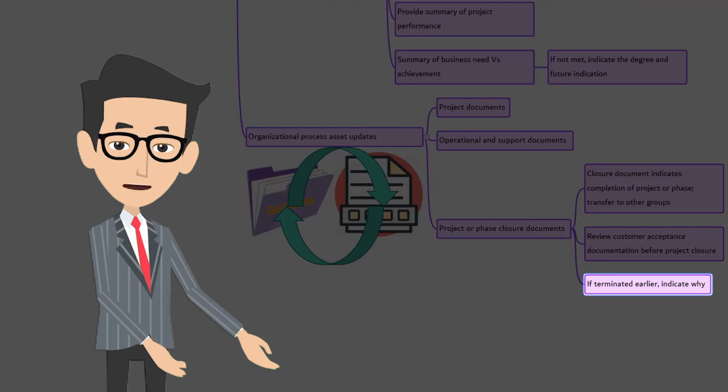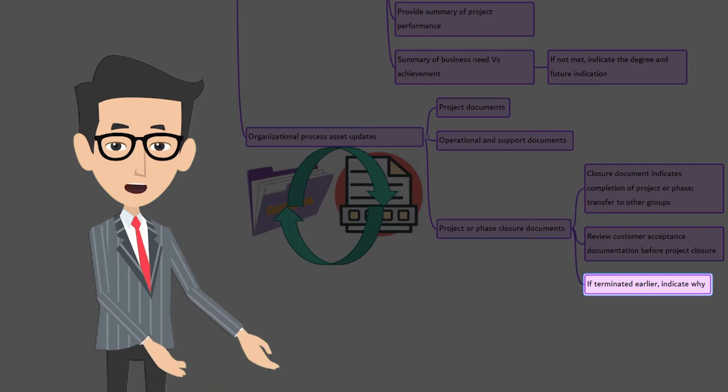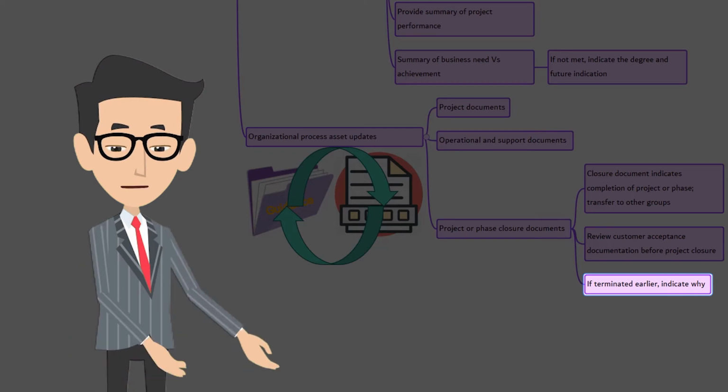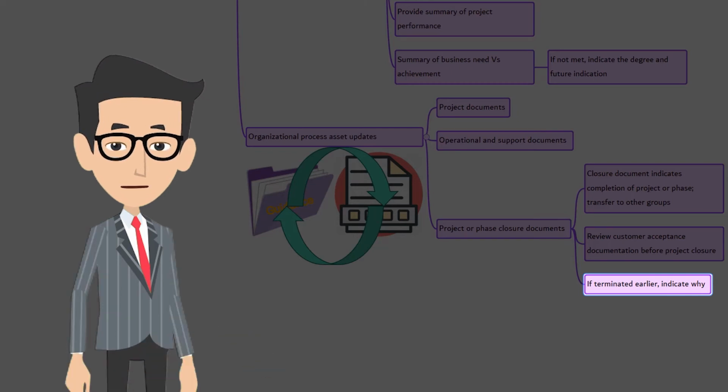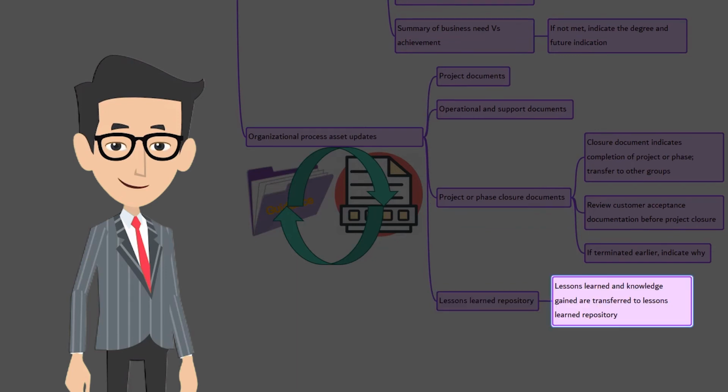In case if the project was terminated prior to completion, then the formal documentation indicate why the project was terminated and formalize the procedure to transfer finished or semi-finished deliverables to others. The final one is lessons learned repository. Lessons learned and knowledge gained throughout the project are transferred to other lessons learned repository for use of future projects. With this, we conclude all the process and the tools and techniques.